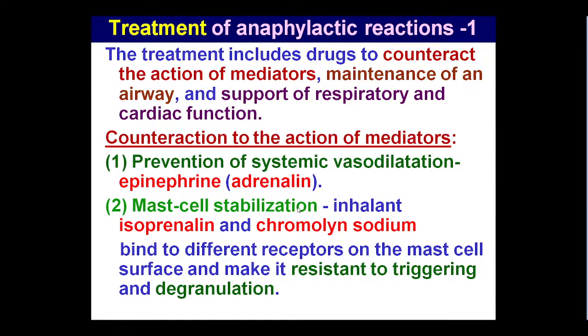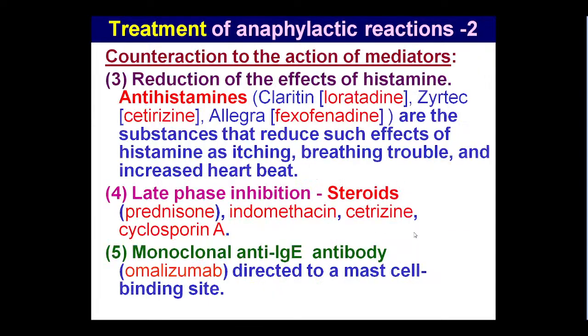Mast cell stabilization may be performed by inhalant isoprenaline and cromolyn sodium administration. These substances, isoprenaline for example, bind to the different receptors on the mast cell surface and make it resistant to triggering and degranulation. It means isoprenaline and cromolyn sodium may stabilize the surface of the mast cell and basophils, preventing them from releasing the histamine to the environment.